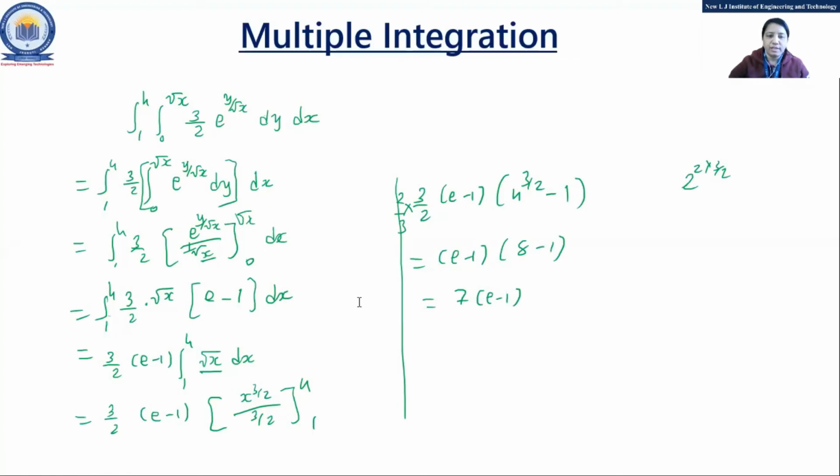Okay, not 8 into e minus 1, it is 7. That is 7 into, because 8 minus 1, you need to consider this one. Okay, so that is the thing. Okay, fine. So in this way you can solve the example.